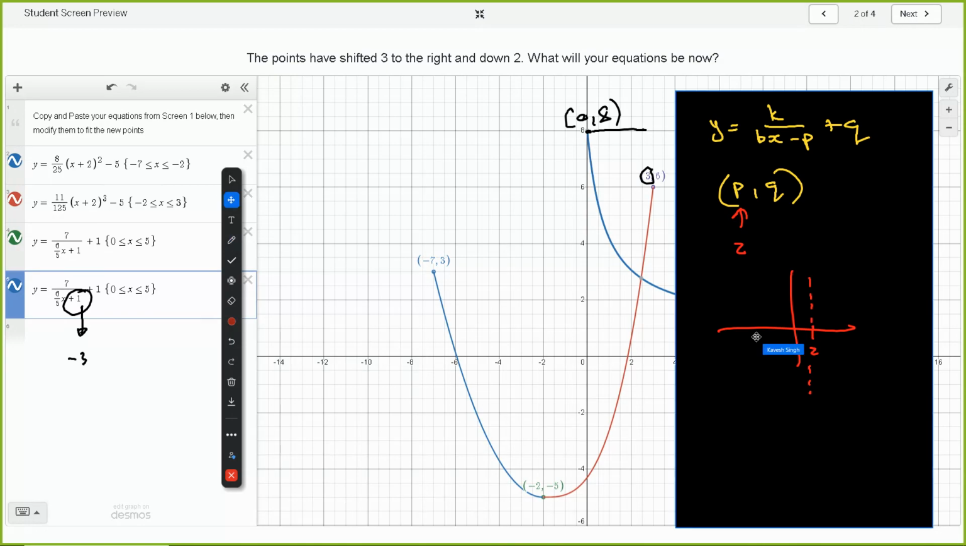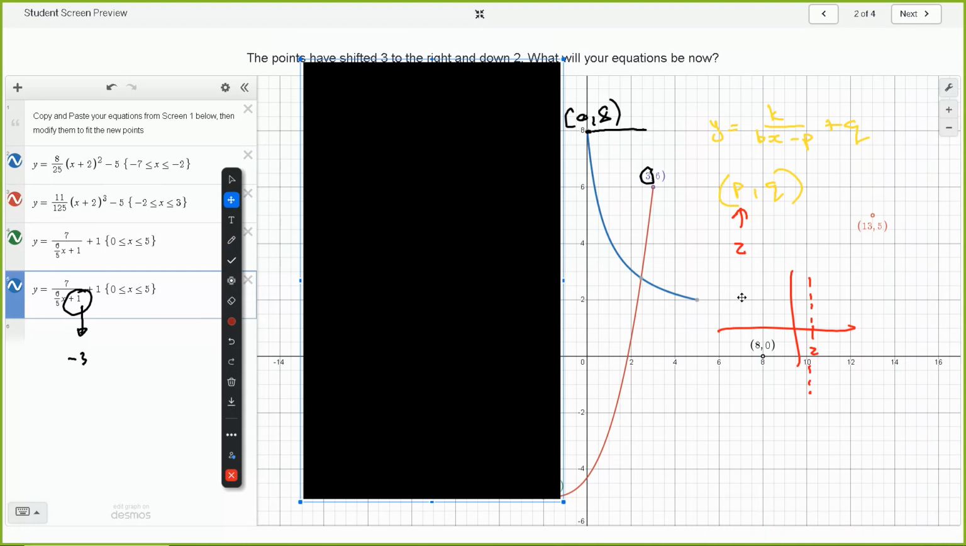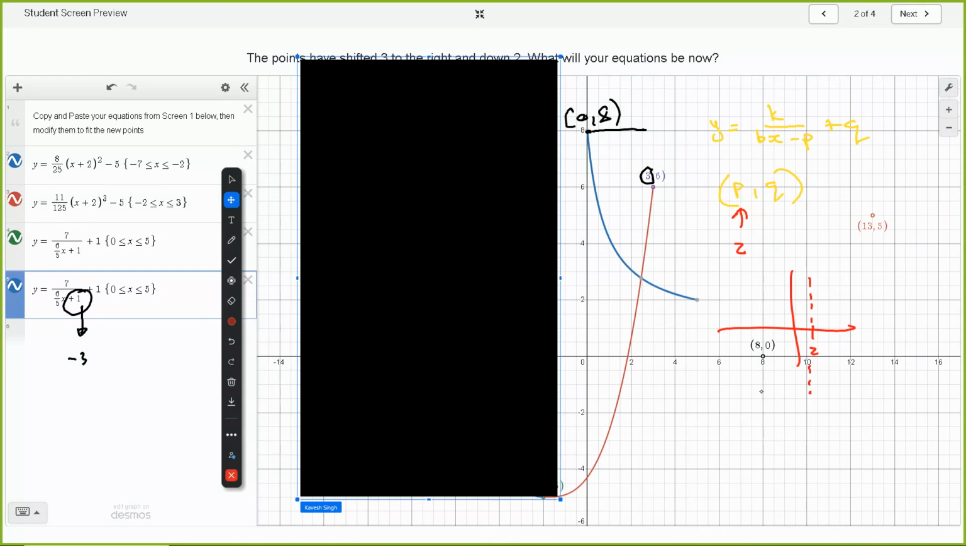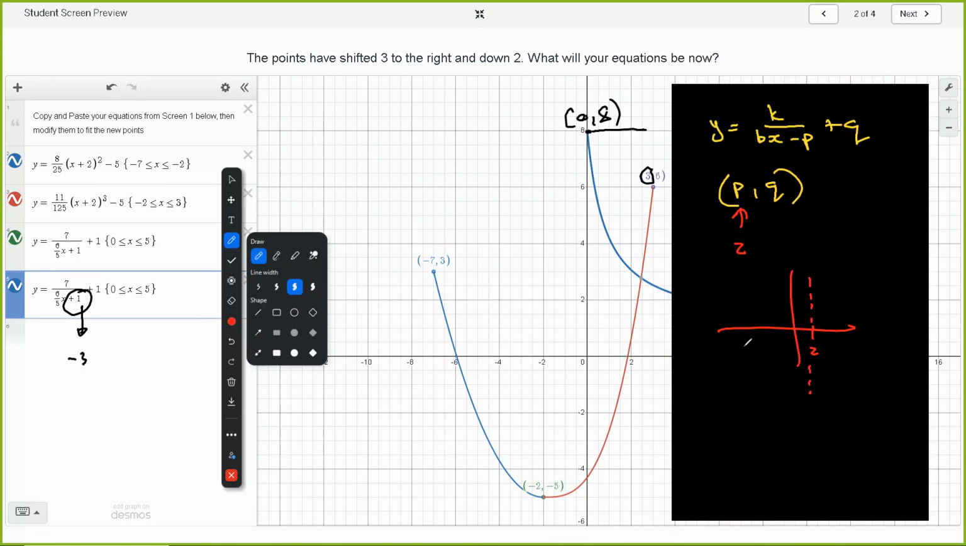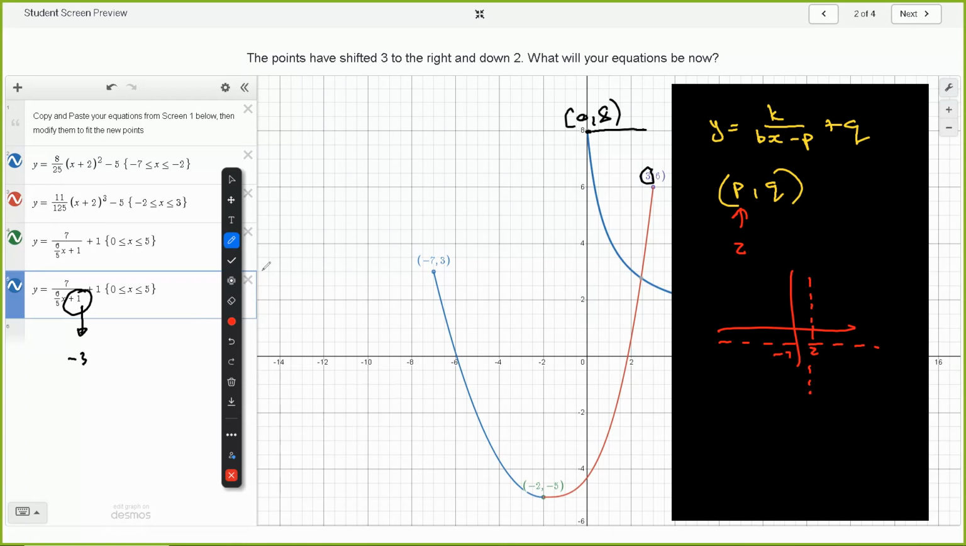And at the same time, if I look at it, I also want to make my lower asymptote -1. Alright, so lower asymptote, I want it to be -1. And that's going to be over here, which is -1 here. Alright, so that's the point over there. So we got 2, and we got -1. So y equals k over bx minus p. Remember, it's bx minus 2 minus 1.